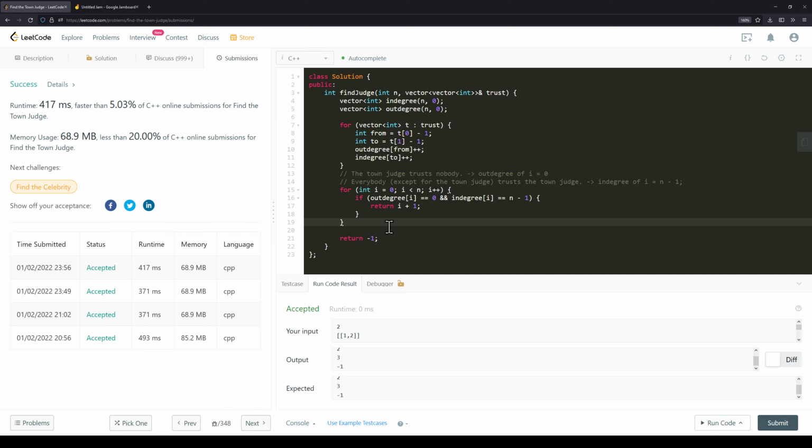Alright, there you go. Solution is O of n. Space complexity is O of 2n, just keeping track of the in degrees and out degrees for each person, so that's just O of n as well.